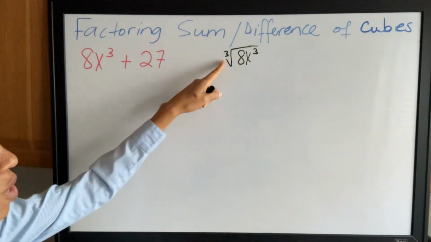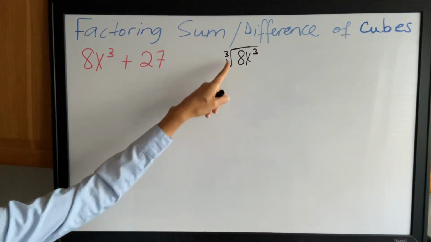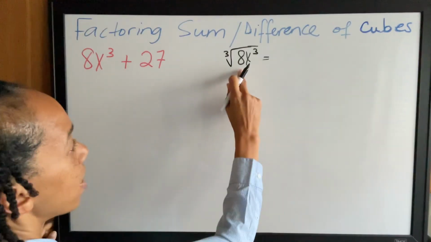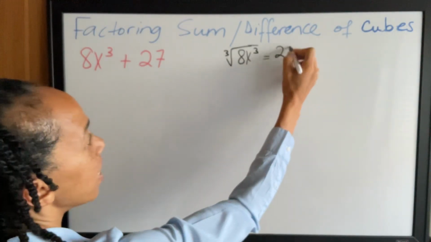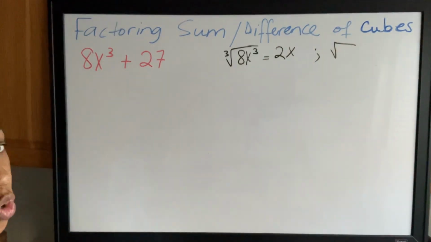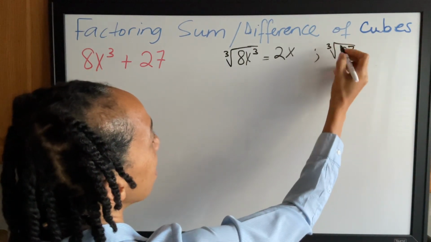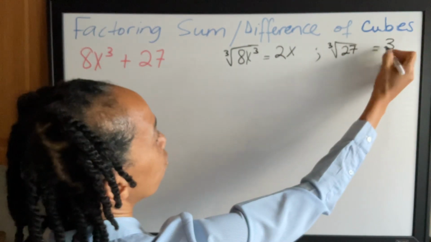So you need to put a 3 in your index to note that this is a cube root and not a square root. So the cube root of 8 is 2. The cube root of x to the third power is simply x. Now let's also find the cube root of the second term. That is the cube root of 27. Put 3 in my index again, and that would be 3.